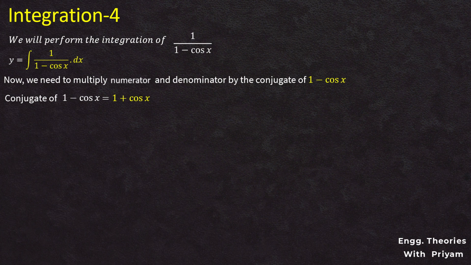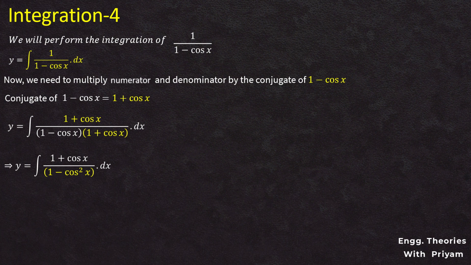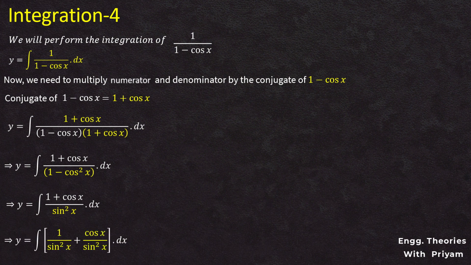Then we can write y is equal to integration of 1 plus cos x divided by 1 minus cos x into 1 plus cos x into dx. Now this 1 minus cos x and 1 plus cos x can be written as 1 minus cos square x, and this 1 minus cos square x can be written as sin square x. Now we need to separate the integration as y is equal to integration of 1 by sin square x plus cos x divided by sin square x into dx.